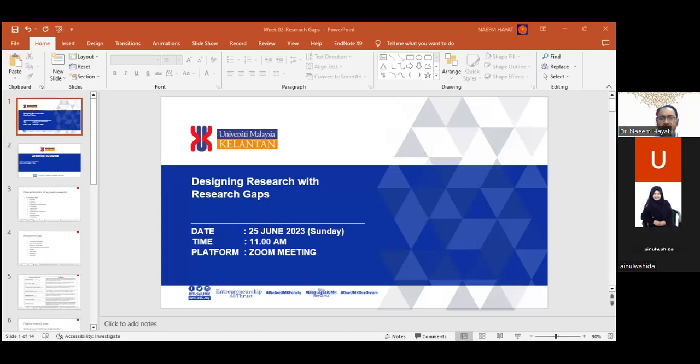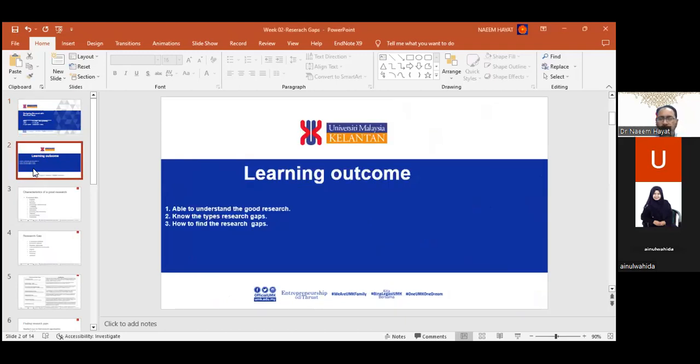So today we will be discussing designing a research with the research gap. The learning outcome for today is that we will be able to understand the characteristics of good research. Then we understand the research gap, the types of research gap, and the sources from where we can identify the research gap based on which we can design our study. Studies that are based on a research gap have more chances to go into a good journal because we are fulfilling a research gap that is documented in the literature.